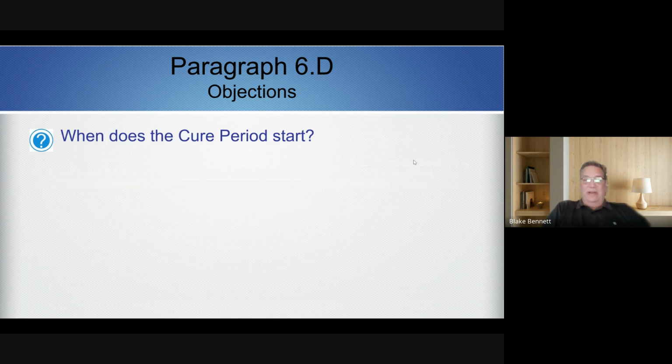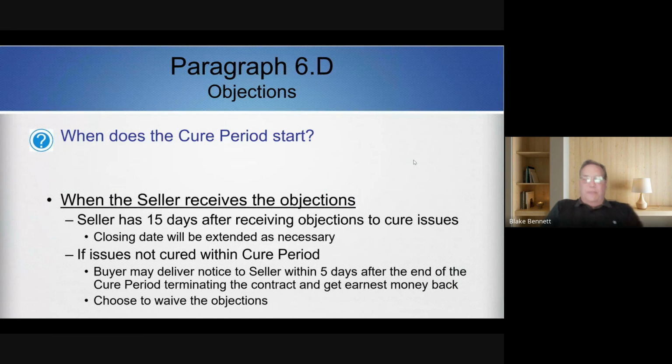The cure period. The cure period starts whenever the seller receives the objections. They have 15 days to cure those issues. The closing date can be extended if necessary here. If the issue is not cured, buyer can terminate within 5 days. So, there's some issue on the property and buyer says, fix it.